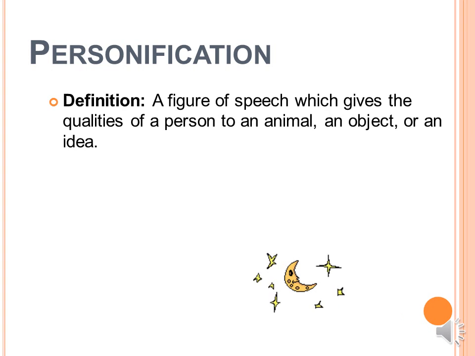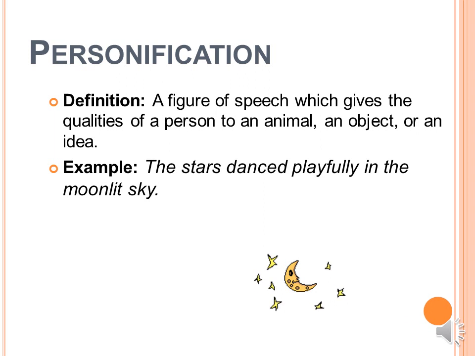Okay, personification. It's a figure of speech which gives the qualities of a person to an animal, an object, or an idea. So for example, the stars danced playfully in the moonlit sky. Stars aren't actually dancing, but that gives them a human-like quality because humans dance, and stars in this case move in a way that seems similar to a human. So hence the stars danced playfully in the moonlit sky.